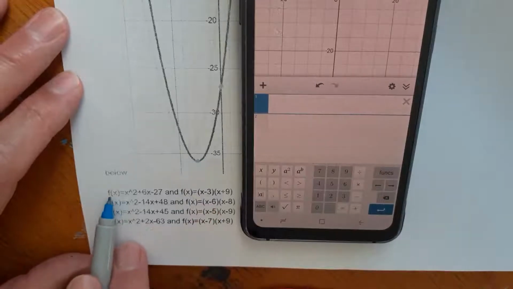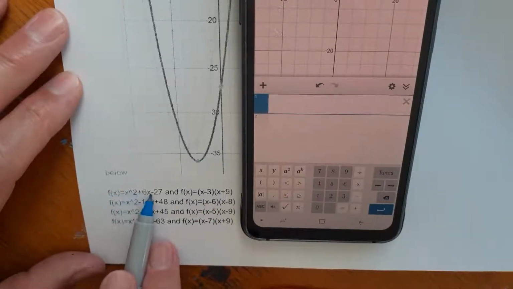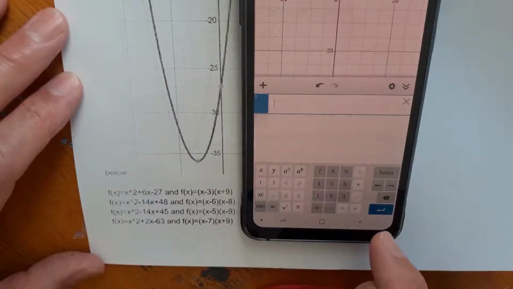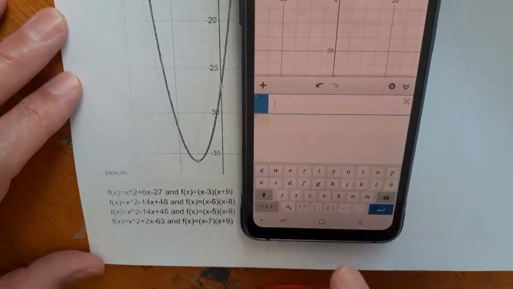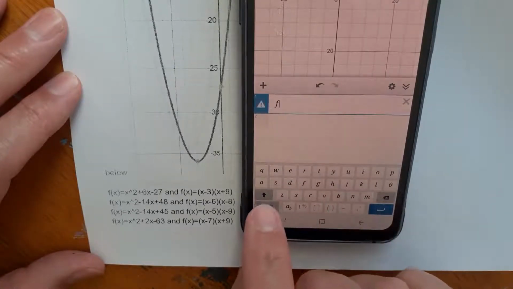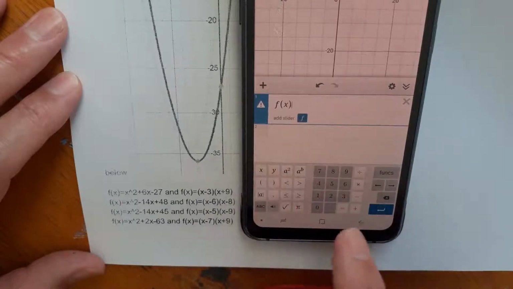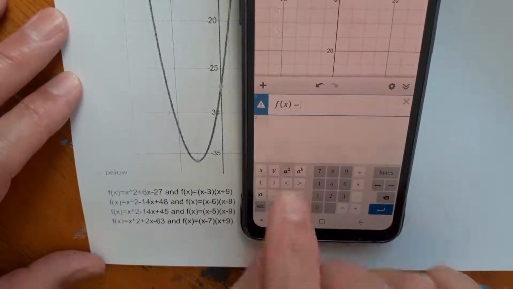Right? Let's start with this. This one says f of x, that's function notation, equals x squared plus 6x minus 27. So on my calculator, I'm going to literally write f of x, which, here's an f. This is function notation, parentheses, x, parentheses, equals. That's what you have right here. X caret 2 is x squared.